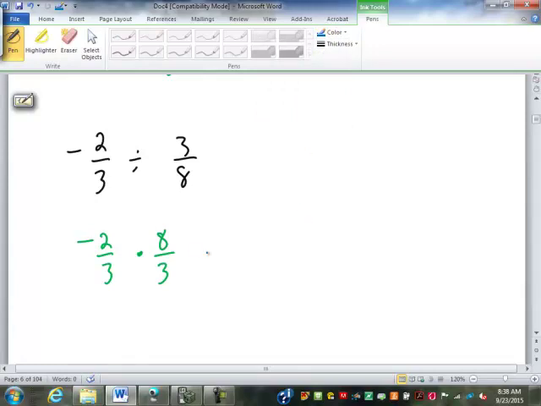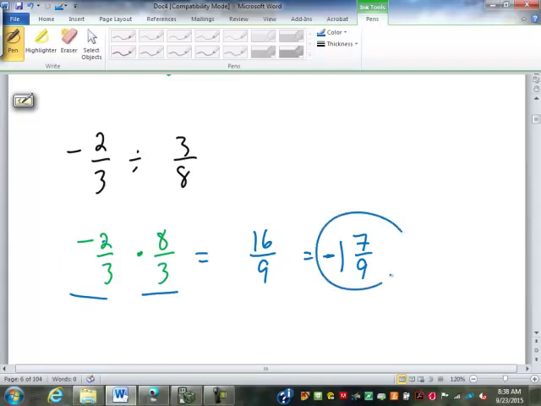Unfortunately, now there's nothing to cross cancel. 2 times 8 is 16. 3 times 3 is 9. 16/9 is 1 7/9. But it's a negative times a positive, so that's going to be a negative 1 7/9. So our signs, our positives and negatives with our integers, apply to our fractions as well. It's just a little bit more difficult to do the calculations because of the fractions. Any questions on those?